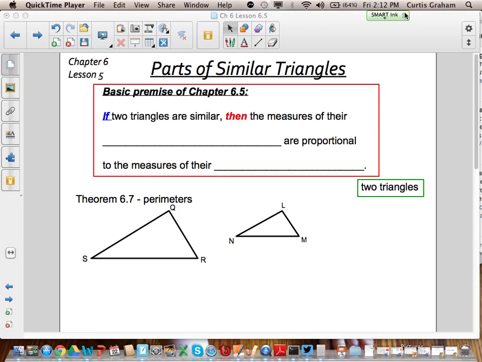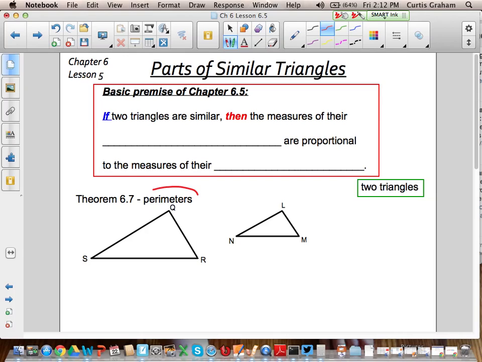Hello, and let's talk about similar triangles, specifically the parts of similar triangles. So we've talked about the sides being in proportion to each other with a scale factor. We've talked about parallel lines and their segments creating this similar kind of relationship. And from that also we can start talking about the parts.